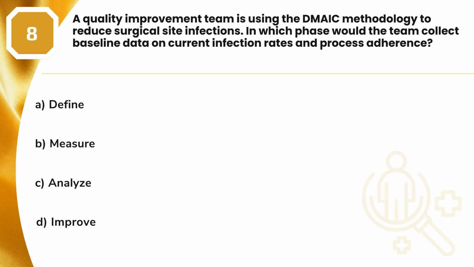Question 8. A quality improvement team is using the DMAIC methodology to reduce surgical site infections. In which phase would the team collect baseline data on current infection rates and process adherence? A. Define. B. Measure. C. Analyze. D. Improve.